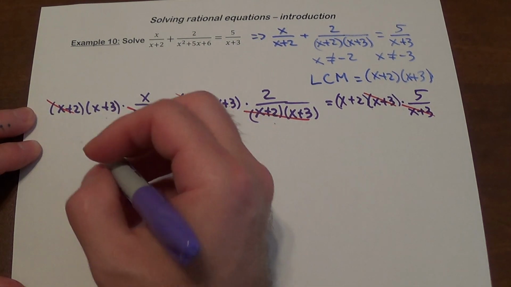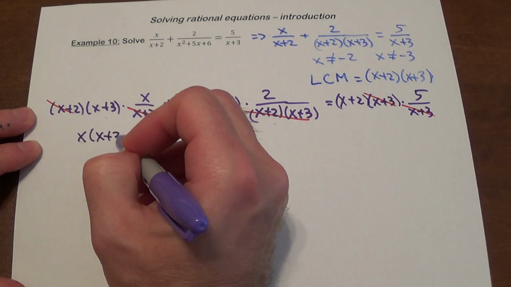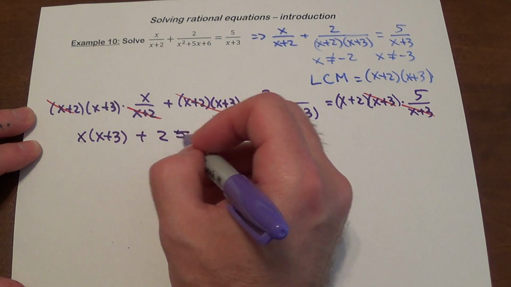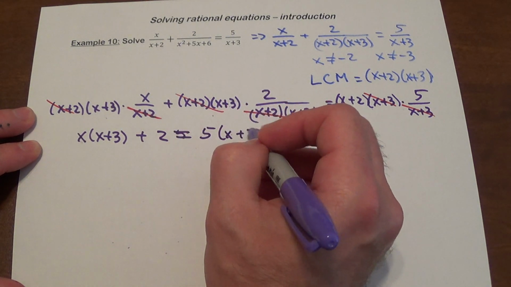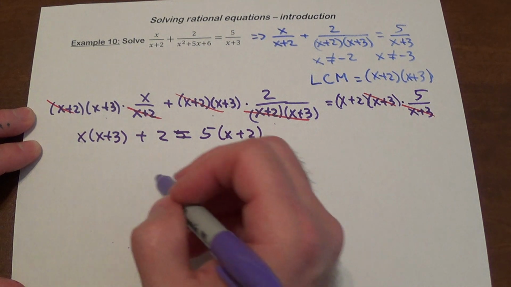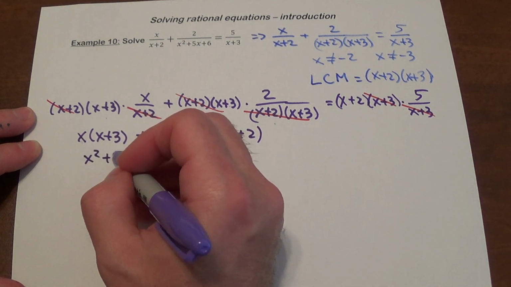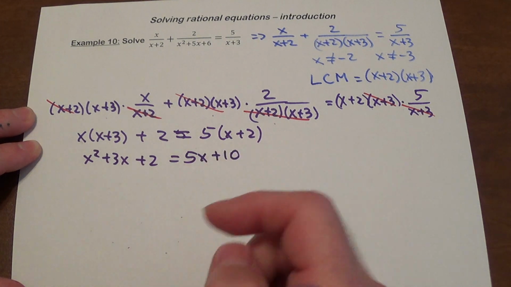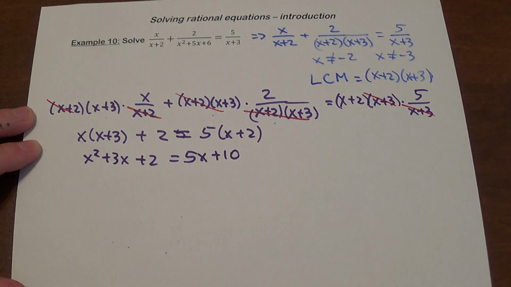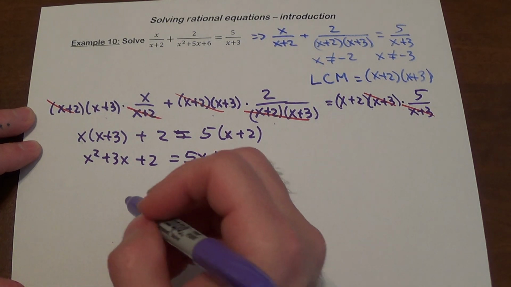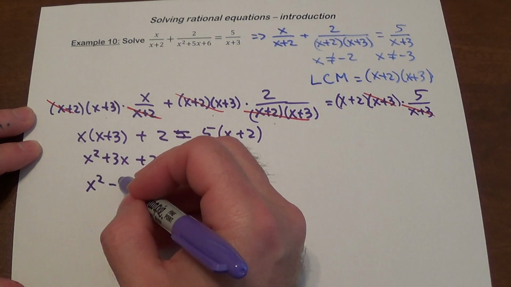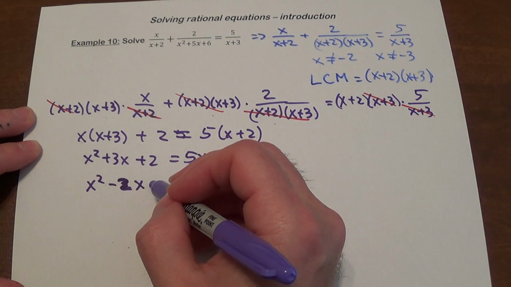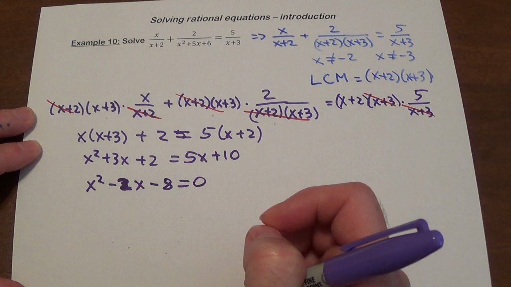Here we have x times x plus 3. Here we have 2. And here we have 5. Oops, I'm sorry, equals 5 times x plus 2. Let's go ahead and multiply everything. X squared plus 3x plus 2 equals 5x plus 10. So what we got here is definitely a quadratic equation. We need to move all the terms on one side. It's going to give us x squared minus 2x minus 8 equals 0.